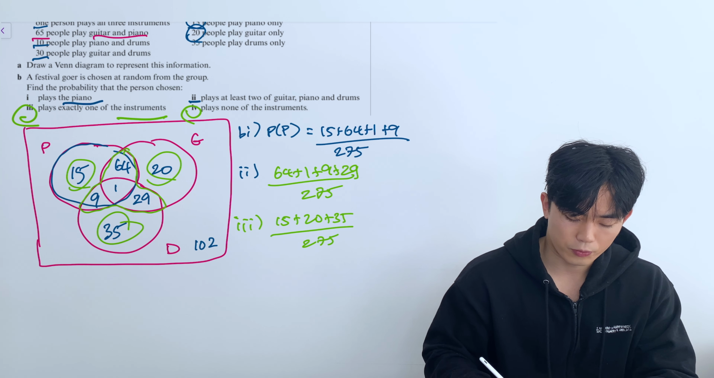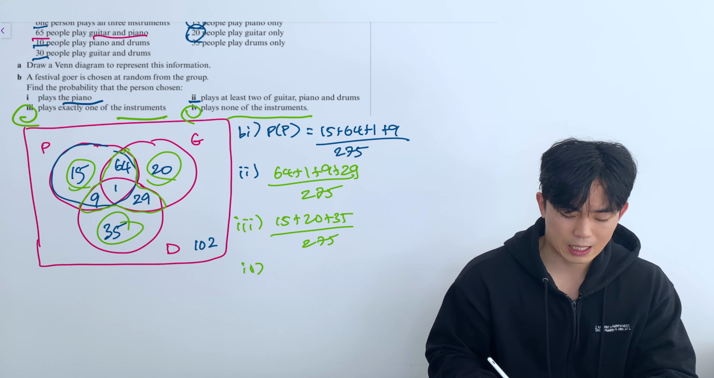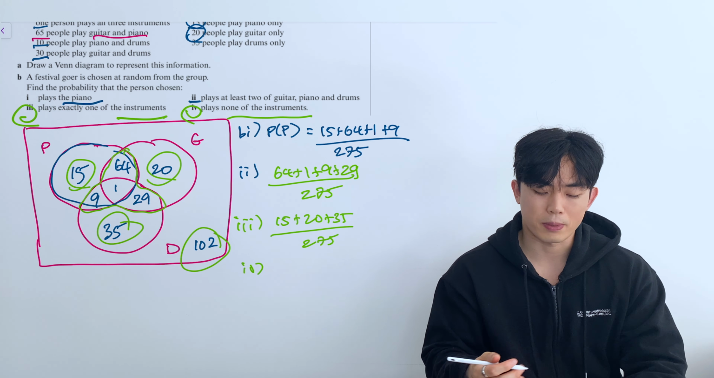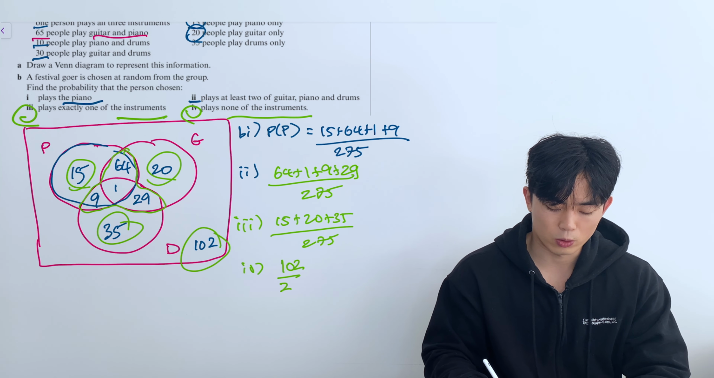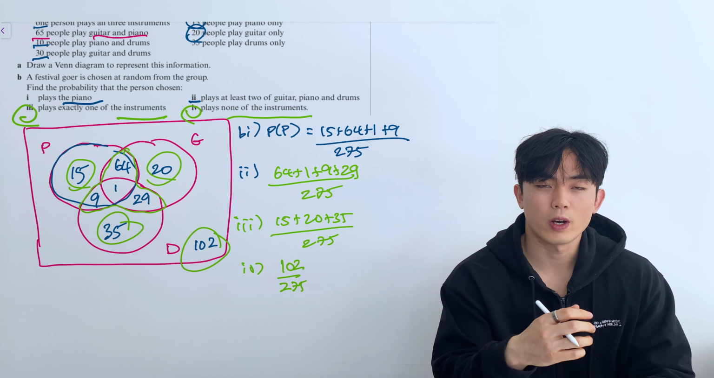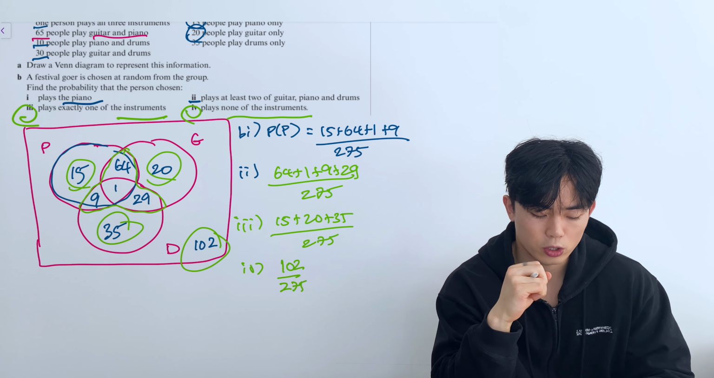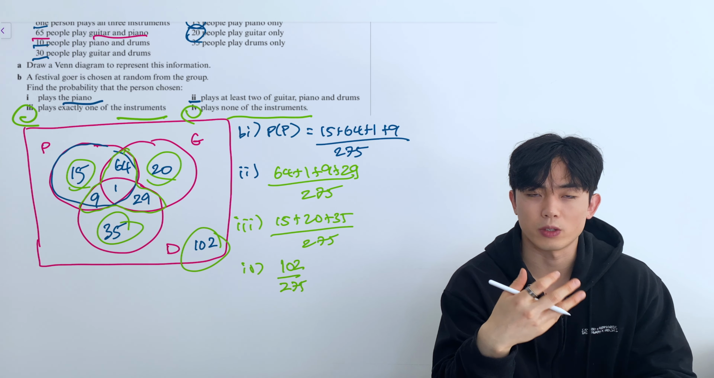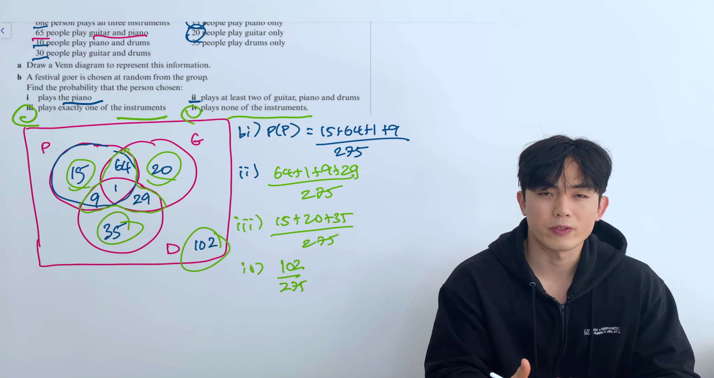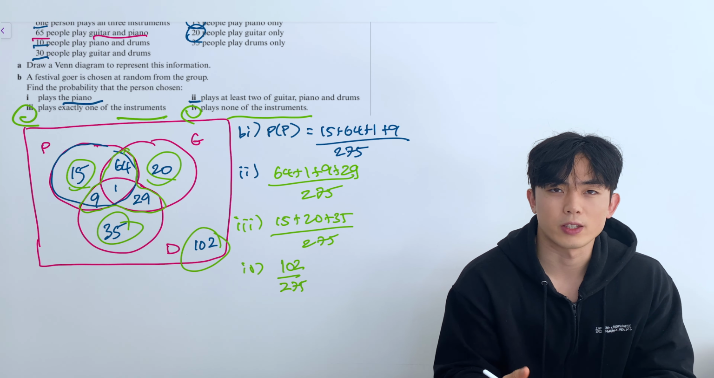And finally, part 4 represents none of the instruments. That's the value we got outside, the people who don't play any, so it's going to be 102 over 275. So as long as you work your way from inside to outwards and make sure you choose the exact values they want you to find, then Venn diagrams should be relatively easy, and it's not much different to what we learned in GCSE.